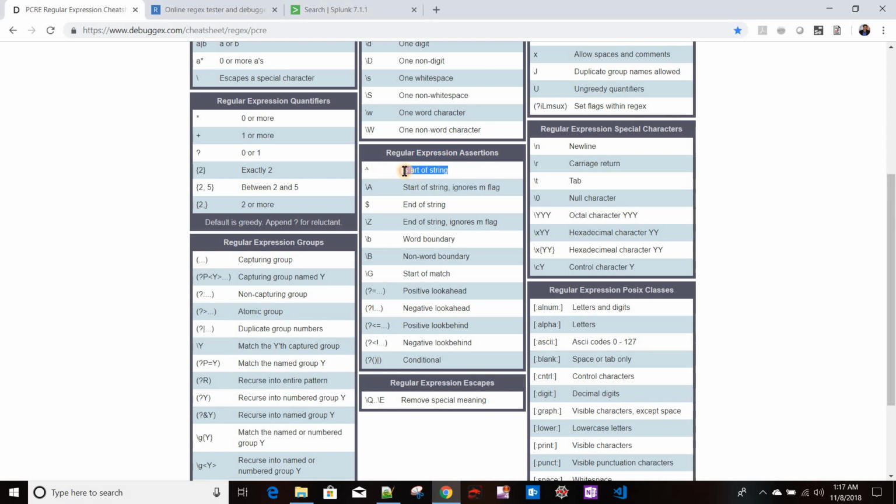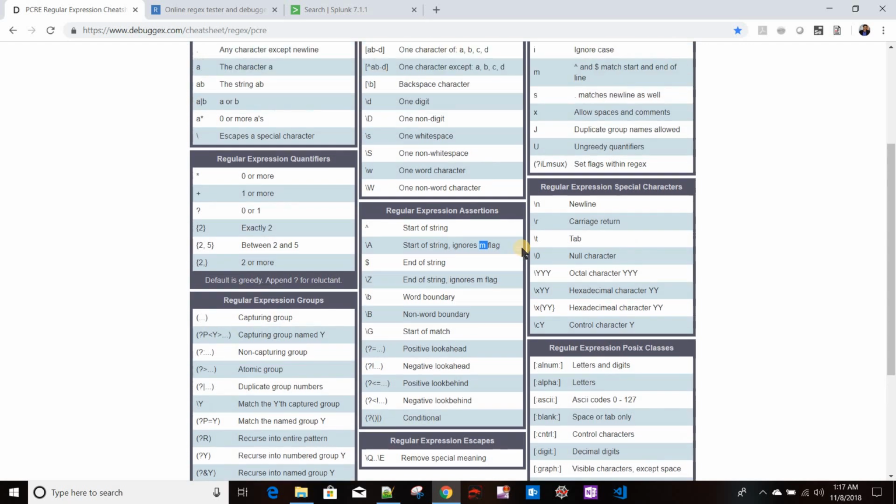This hat basically states the start of a string, and this dollar basically states the end of a string. Okay, now there is another thing called slash capital A and slash capital Z. Those are also start and end, but these are like the M flag, and if you see the M flag here, it is the multi-line flag.